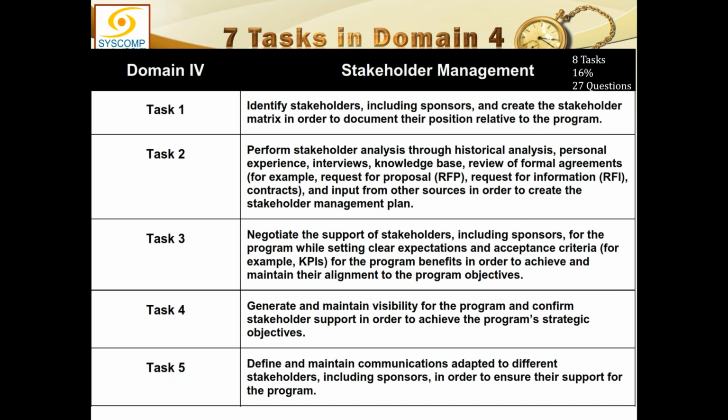Task number 5 is to define and maintain communications adopted to different stakeholders, including sponsors, in order to ensure their support for the program. You see, the steps are very systematically going down. We identified, we created the stakeholder management plan, we negotiated and established the KPIs, then we generated and maintained the visibility, and then we communicated. Define and maintain the communication adopted to different stakeholders.